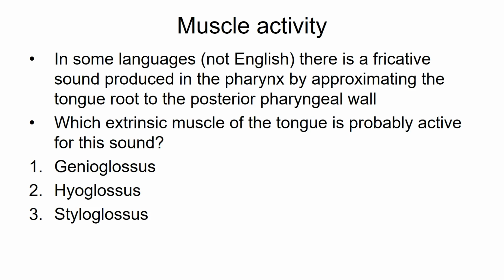A slightly more complicated and challenging question related to extrinsic muscle activities. There are languages other than English that have fricative sounds produced in the pharynx by pulling the tongue root toward the posterior pharyngeal wall. If I was going to think about my extrinsic tongue muscle actions and which one would help bring the tongue root toward the posterior pharyngeal wall the most, I think your best choice is the hyoglossus muscle. Hyoglossus pulls downward and backward on the tongue.